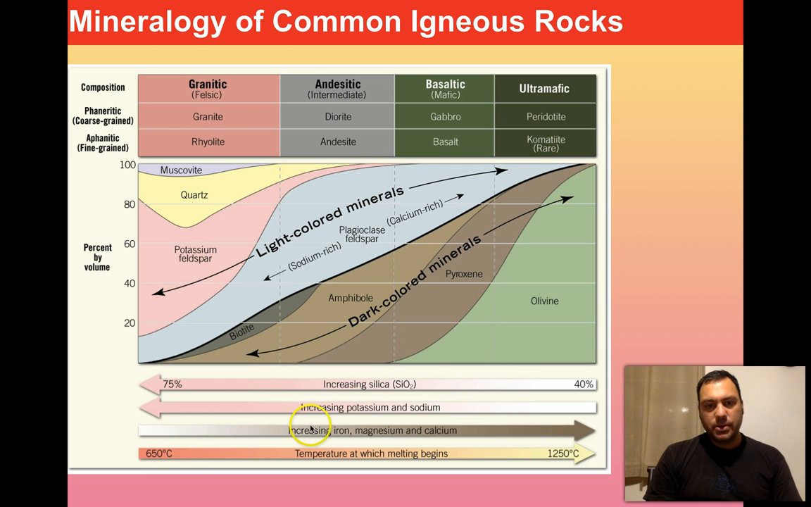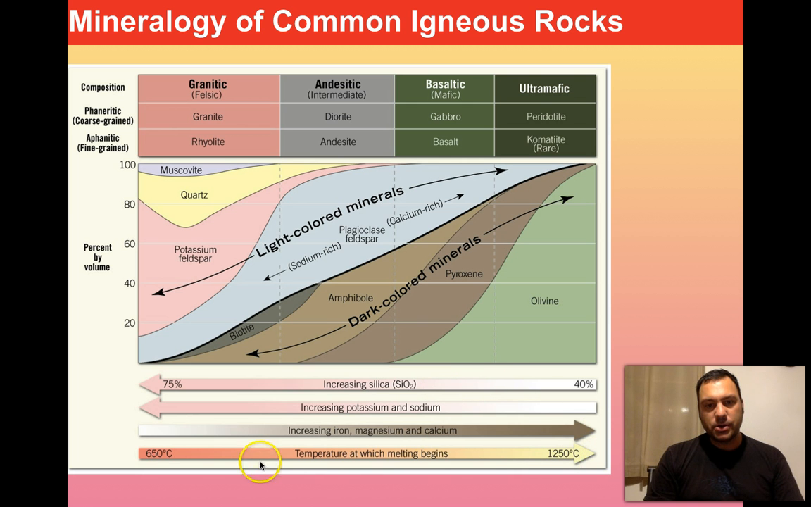But if you go to the other direction, you get more iron, magnesium, and calcium. These are the ferromagnesian silicates, the mafic minerals. And so we would call these rocks over here mafic. In fact, basaltic rocks are frequently referred to as mafic or ultramafic. Okay? And of course, the temperature. This is really important to keep in mind.